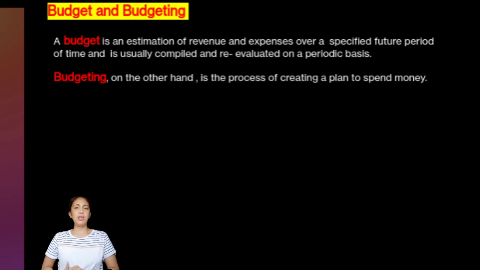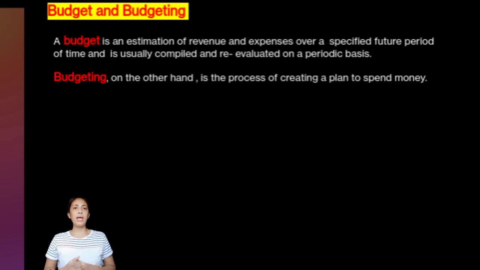Budget and budgeting. A budget is an estimation of revenue and expenses over a specified future period of time and is usually compiled and re-evaluated on a periodic basis. Budgets can be made for a variety of individuals or business needs or just about anything else that makes and spends money. Budgeting, on the other hand, is the process of creating a plan to spend money.